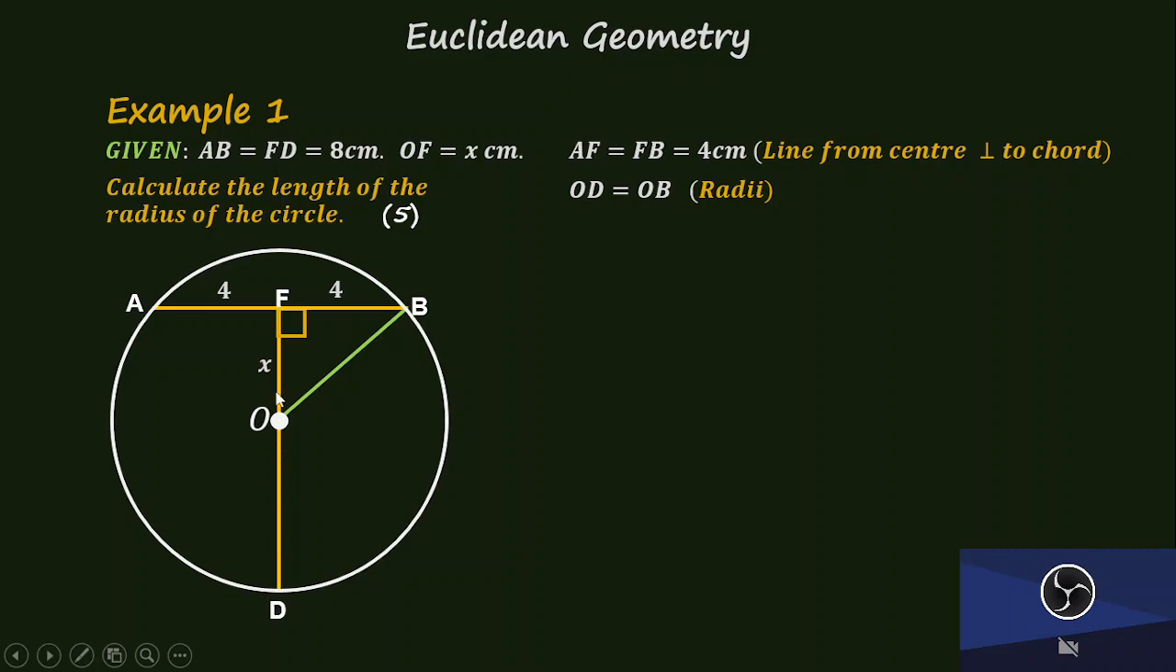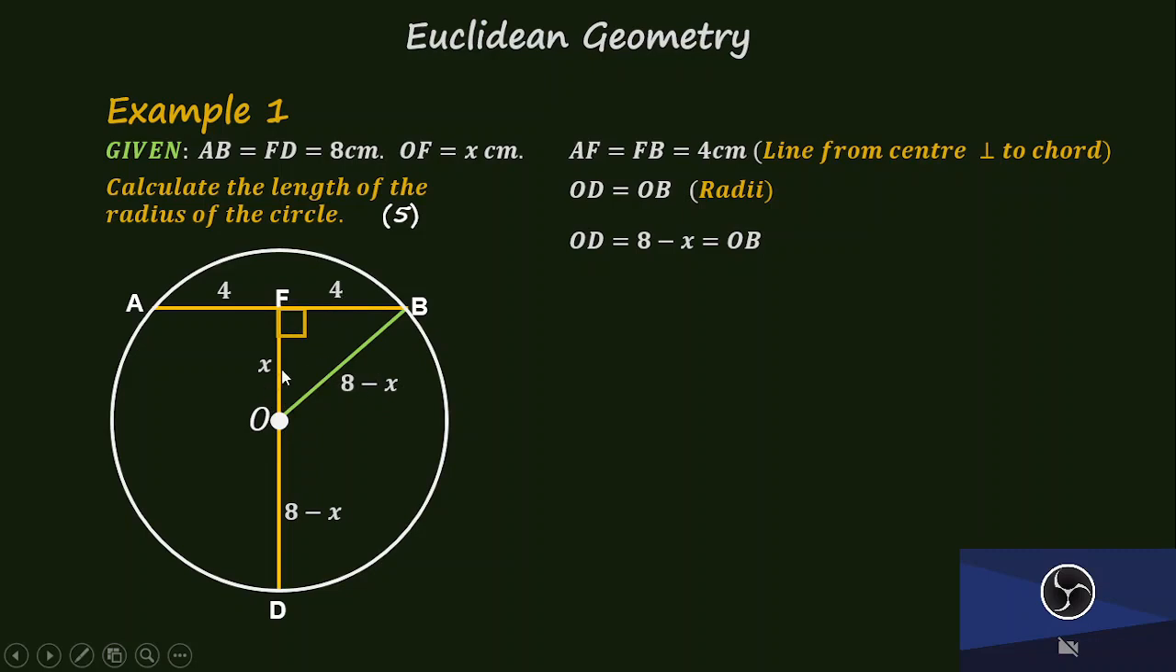OD? We know that FD is 8 centimeters, OF is X. Therefore, to find OD, we can simply say 8 minus this in order to find the length of OD. So OD will be 8 minus X, and we know that it is equal to OB. So OB and OD are the radii of the circle, and the radii are equal, right? So we have that the radius of the circle at the moment is represented by 8 minus X. In this triangle OBF or FBO, we have a right angle triangle and we have all these 3 sides.